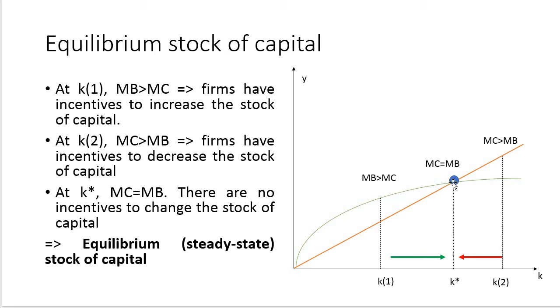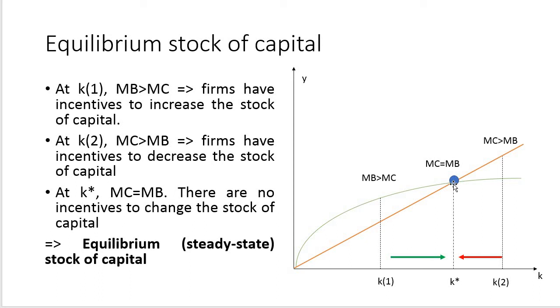And only at this point, when marginal cost is exactly equal to marginal benefit, or capital accumulation is exactly equal to capital depreciation, firms have no incentive either to increase or to decrease the stock of capital. And generally speaking, equilibrium is a situation when none of the endogenous variables is likely to change until some exogenous changes occur, changes outside the model or changes in the external environment.